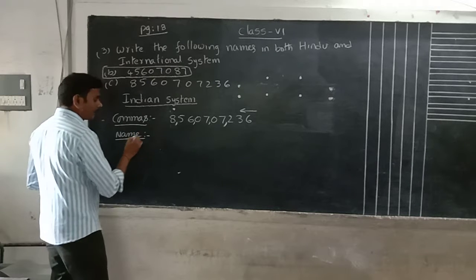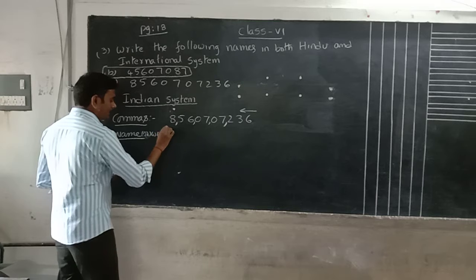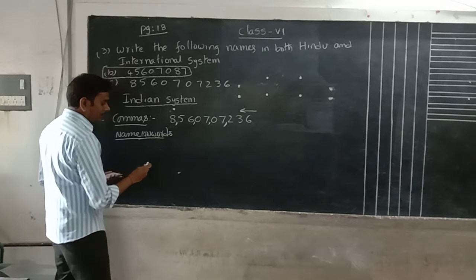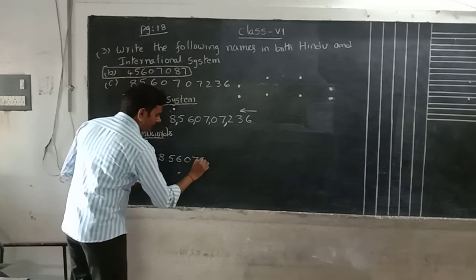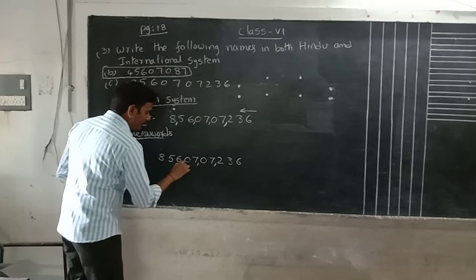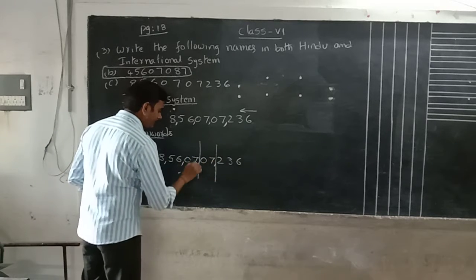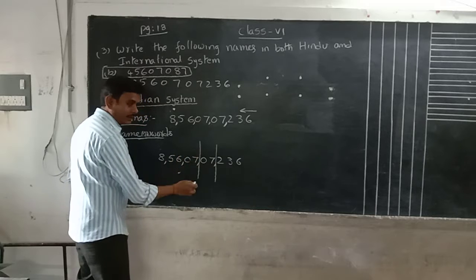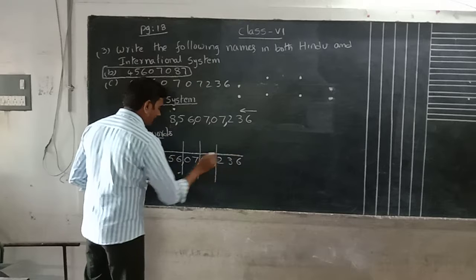Name or words, you can use anyone. Which number is given to you? Copy that here: 8, 5, 6, 0, 7, 0, 7, 2, 3, 6. Where you got a comma, there you have to draw a line. Later I will draw this line here.